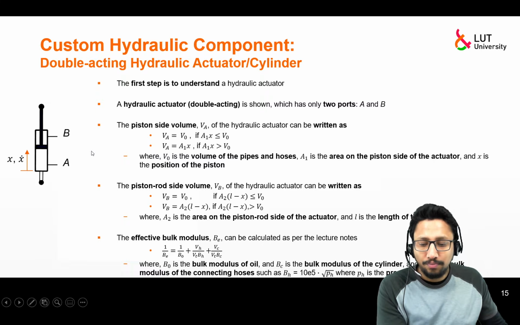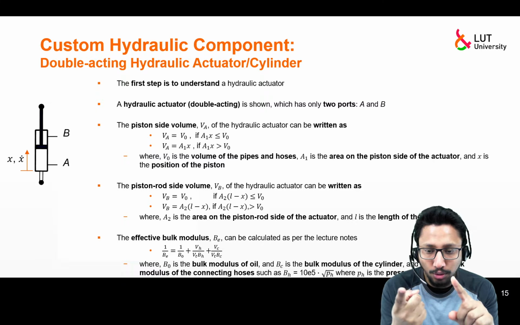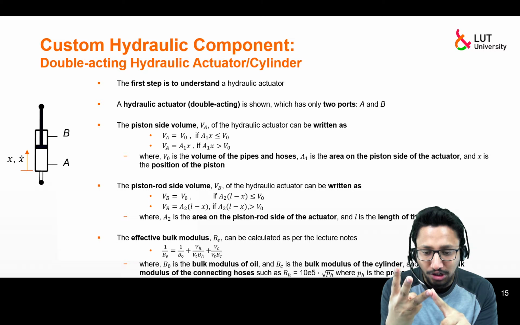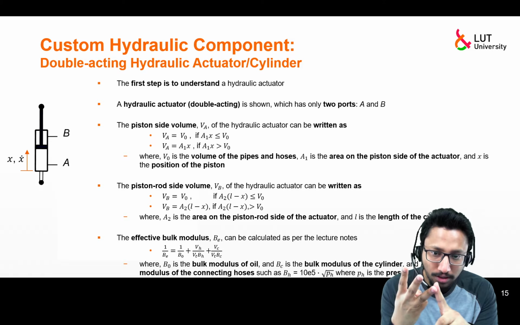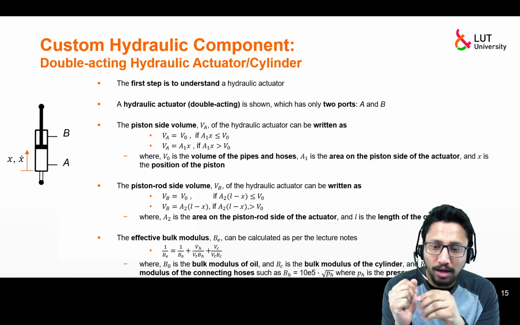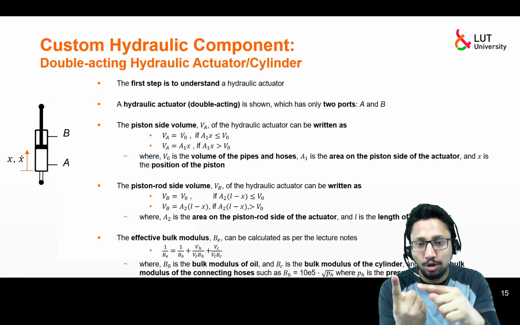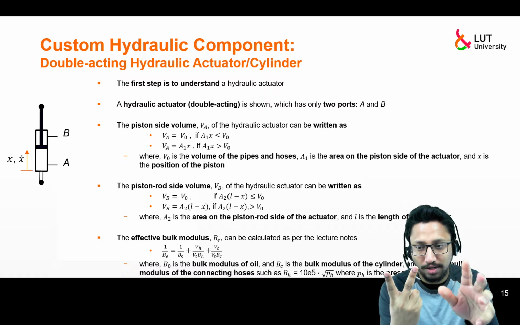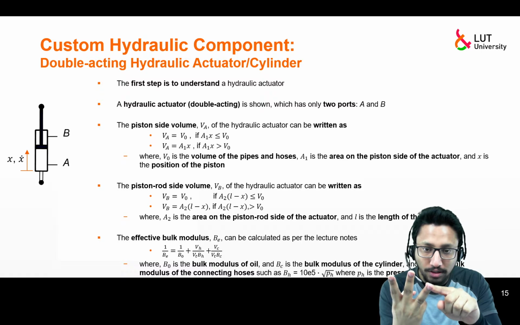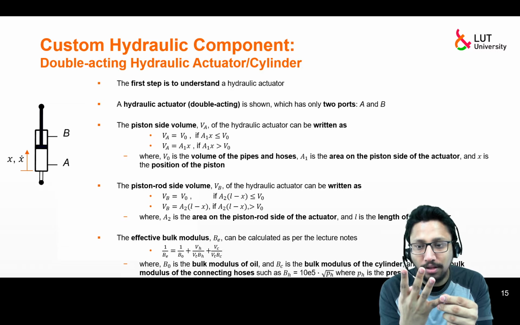Now in order to model this, as I told you, you need volumes, you need the effective bulk modulus of the sections, and then accordingly you can define the pressures or the volume flow rates. Based on these pressures, you can define the force coming from the hydraulic actuator.